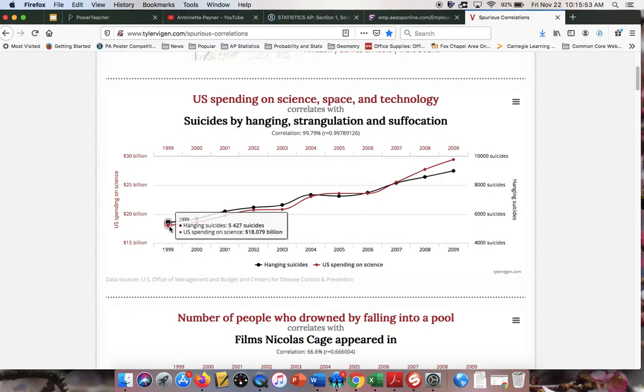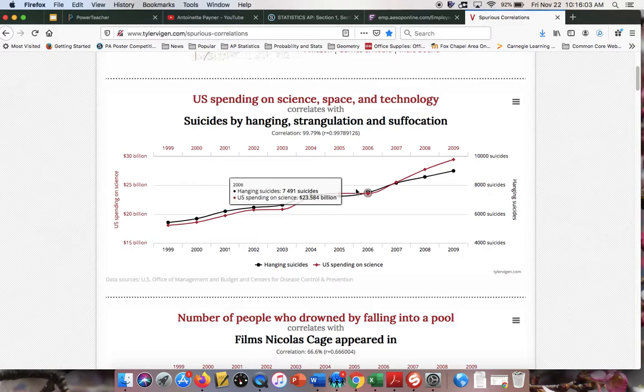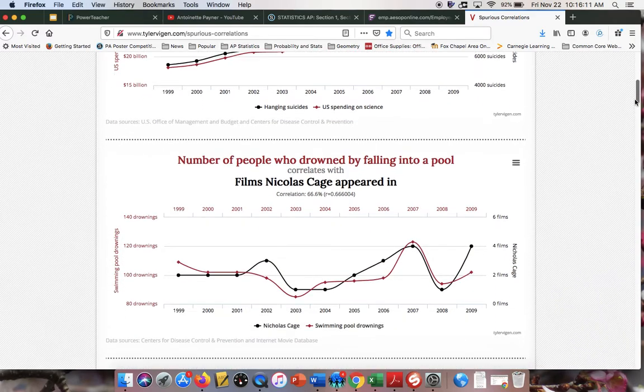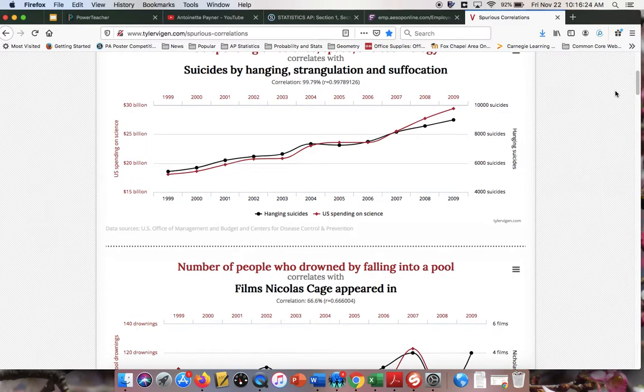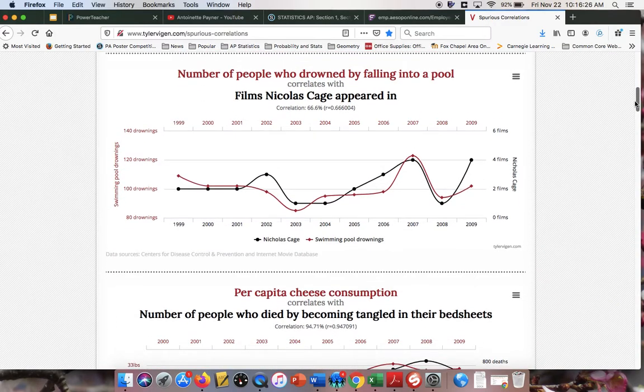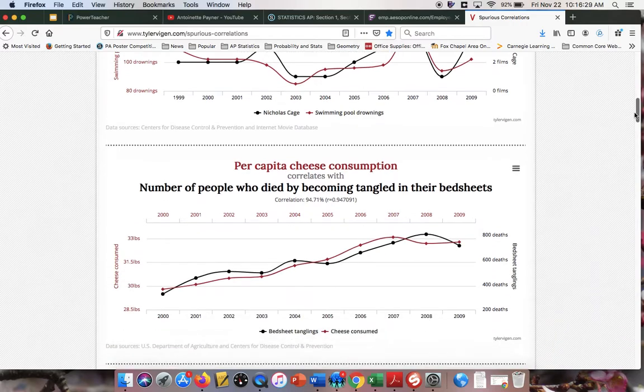The red one is U.S. spending on science, and the black one is hanging suicides. So they're both trending in the same direction. So it looks like there's a relationship there, but that does not mean one is causing the other one. Here's another interesting one. Number of people who drowned by falling into a pool is correlated with the films Nicolas Cage appeared in. So there's your correlation there. Not super high, but it's pretty high. That last one was very high. But again, neither one is causing the other one.